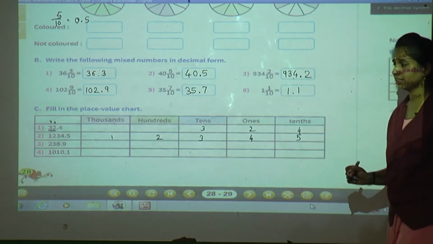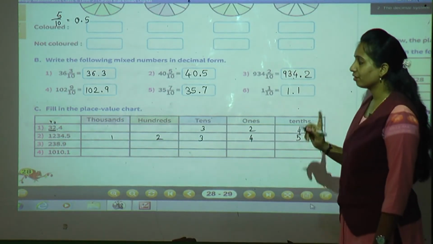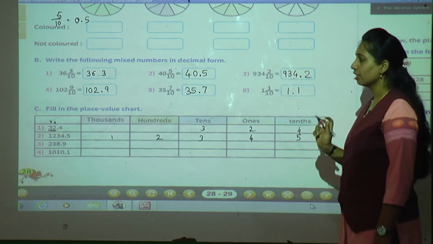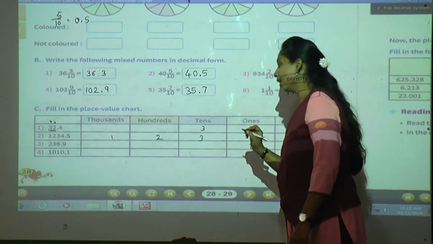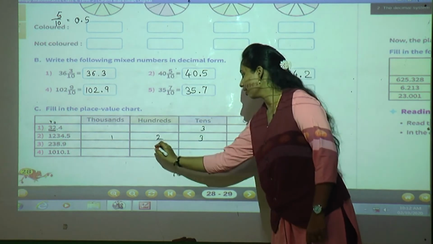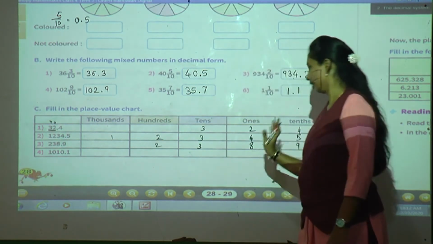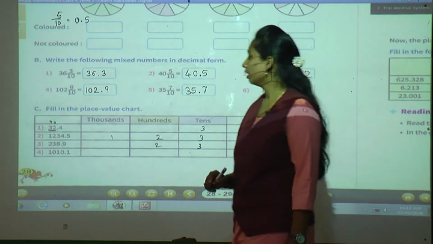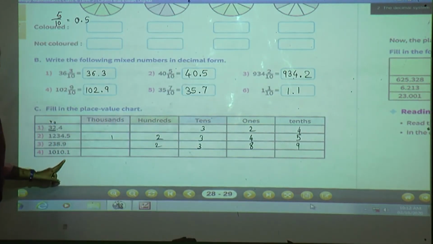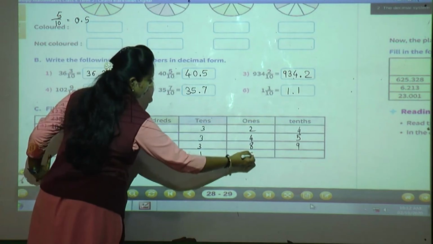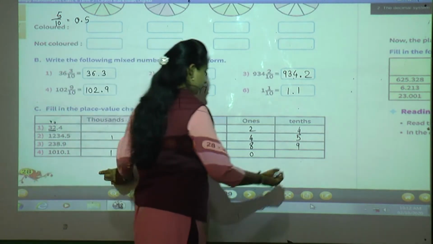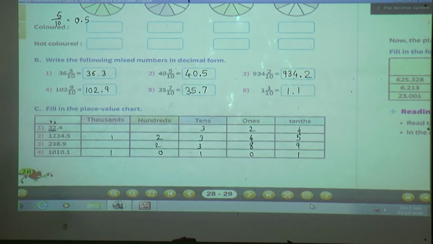Now next, 238.9. So after the ones place, whatever digit is there, that is the tenths place. Okay, so write 9 here, then 238. Now the last, 1010.1. So 0.1 means after the ones place the tenths will come. So 1010 we start from here also. You can write in this way also. 1010 and the tenths place is 1. Clear till here? Yes? Clear?